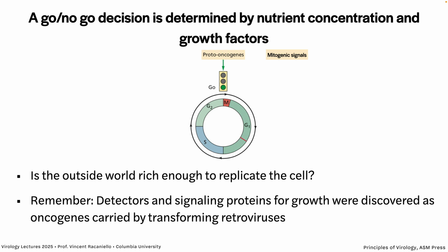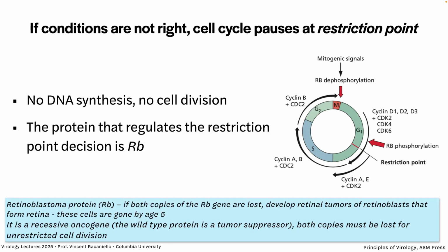So that means that there are growth factors available to let the cell divide. And all of these proteins, remember, from the growth factors, the receptors, and all the signaling down into the nucleus, they're all discovered by virtue of the fact that they're carried by transforming retroviruses. But there's a second restriction point in the cell cycle.